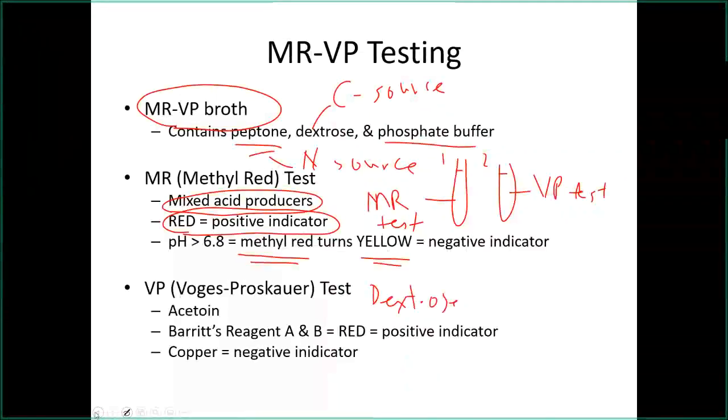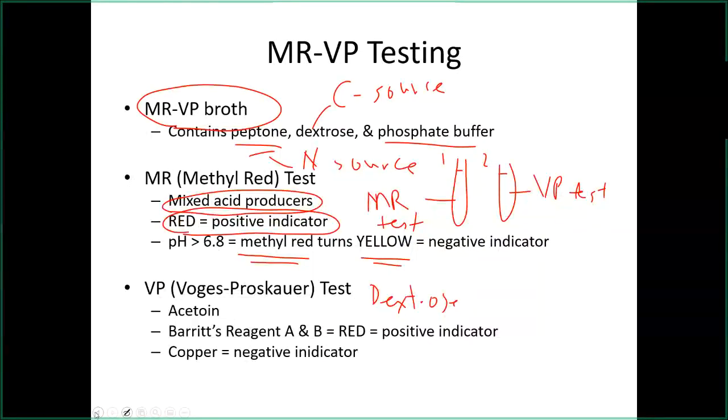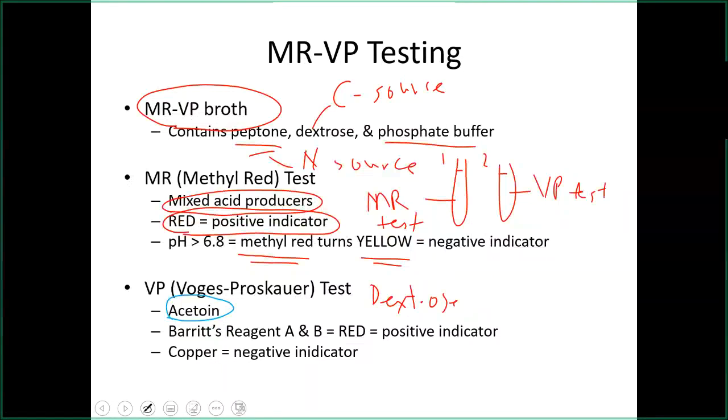So the Voges-Proskauer test is testing for whether or not the organism utilizes a butylene glycol pathway, and the substance that is our marker, that's our indicator of that, is acetoin. The reagents that we add to the tube of MRVP broth to check for this are two of them, Barritt's reagents A and B, right? And one of them has sort of a mothball smell, and the other one is potassium hydroxide. So you got a little bit of potassium hydroxide in there.